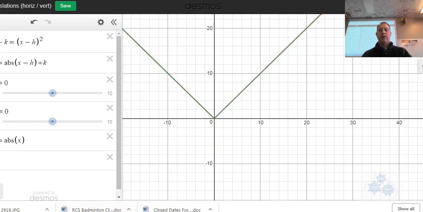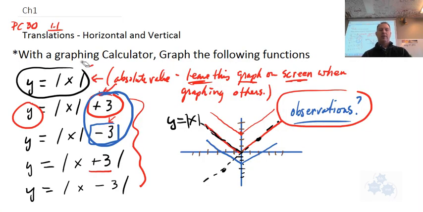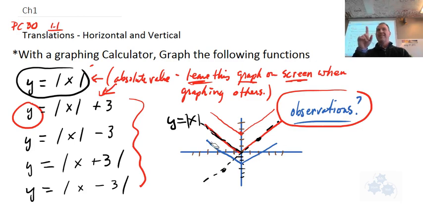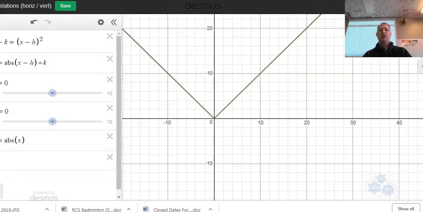And let's explore what happens now when we change the parameter inside the absolute value sign. What did you guys find? What happens to that graph? It changes the x-intercept, right? It moves it horizontally. Very, very good. So I'm going to go over to Desmos here, and I'm going to show you how that works.